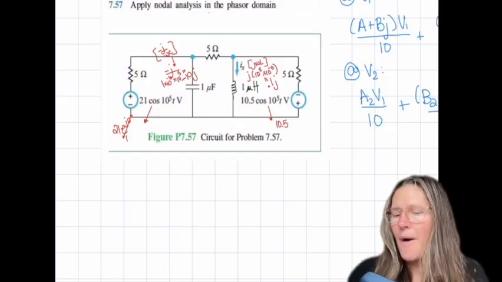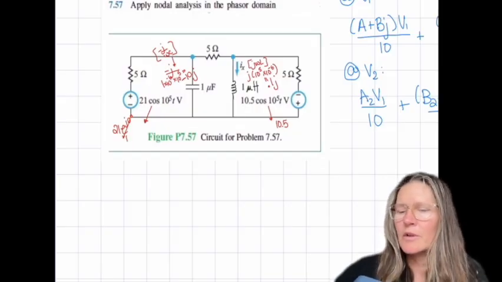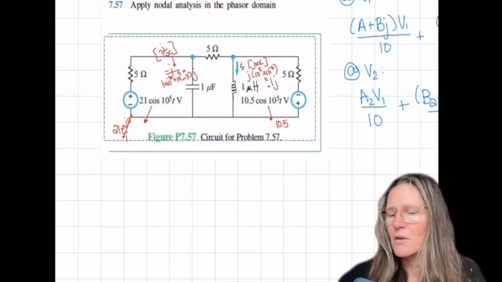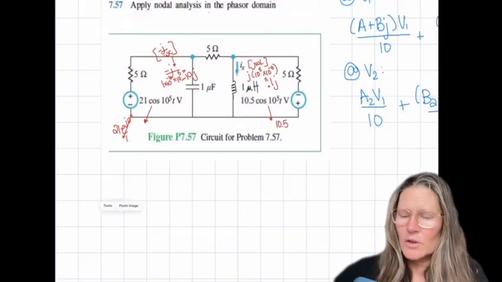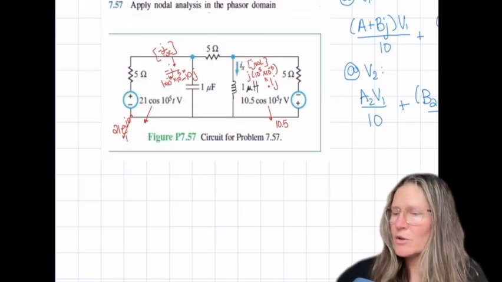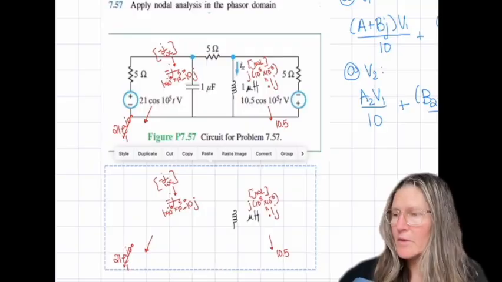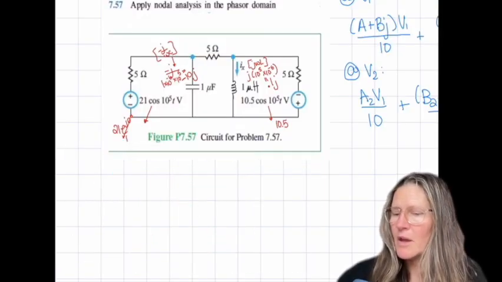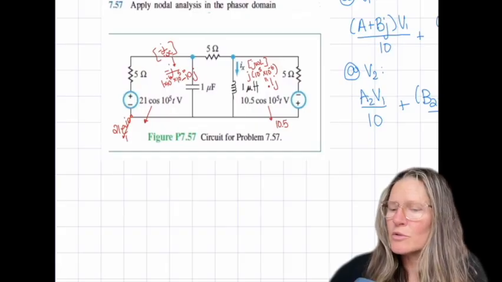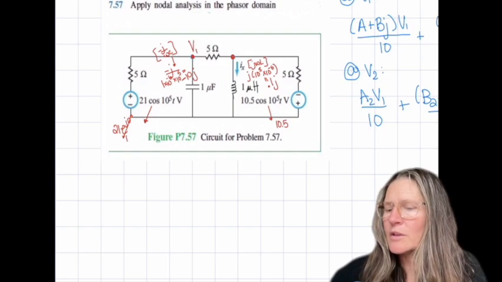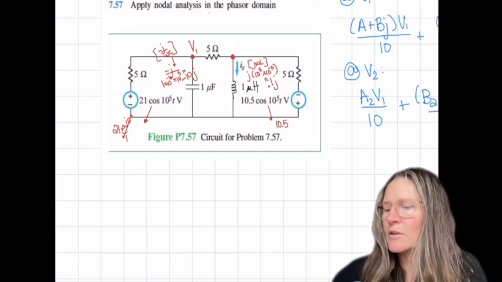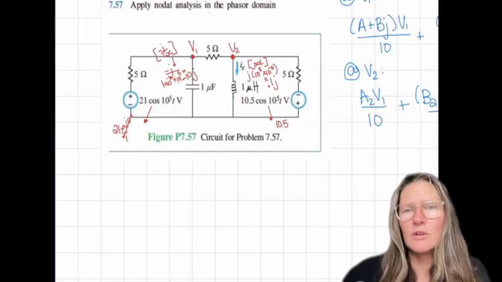So, let me draw this. Then, writing the node voltage equations, I am going to label this one V1, and this one is V2. I would give you these as the labels just to write them into the correct form.